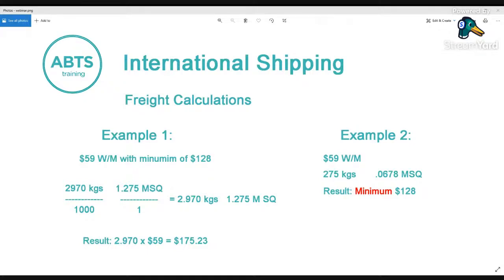Let's put that in plain speak. For LCL consignments, you pay by weight or measure, by 1,000 kilos weight or 1 cubic meter measure. So when they say $59 WM, they say $59 for every unit of 1,000 kilos, or for every unit of 1 cubic meter, whichever is the greatest. But if it doesn't hit 1,000 kilos and it doesn't hit a cubic meter, as in example 2, it's just $128 minimum. So let's just work that equation out.